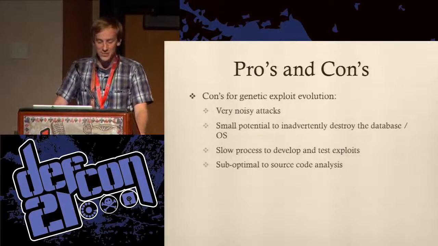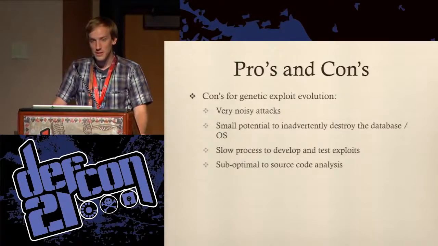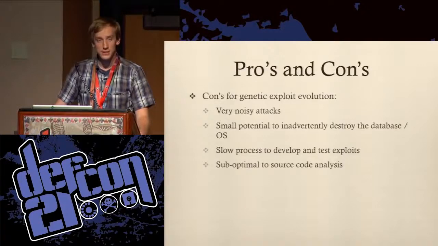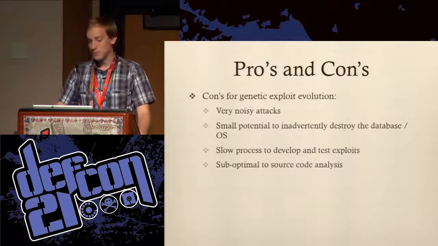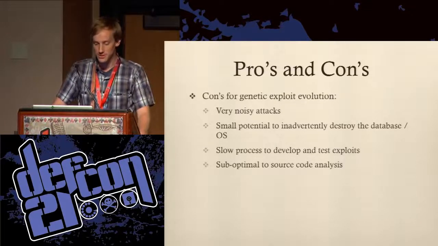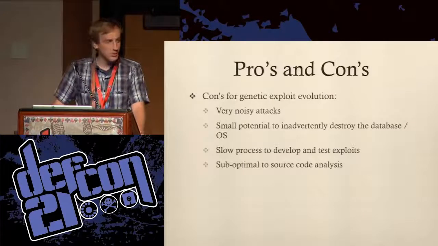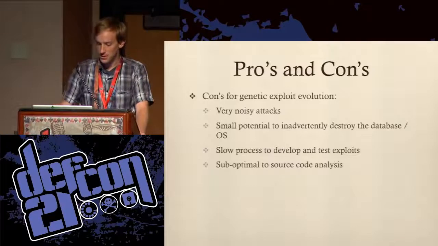And it is a slower process to develop and test exploits, at least from the front end, because I'm sure anyone in the audience, when they see that SQL injection, they write it out. And you can see the program took 20, 30 seconds to do it. And genetic algorithms will always be suboptimal to source code analysis because there's just more code coverage you can do.